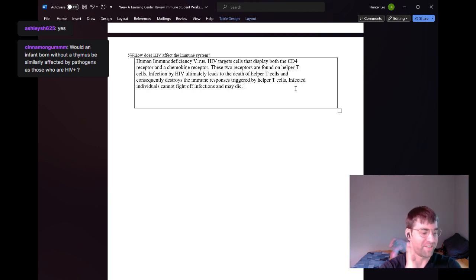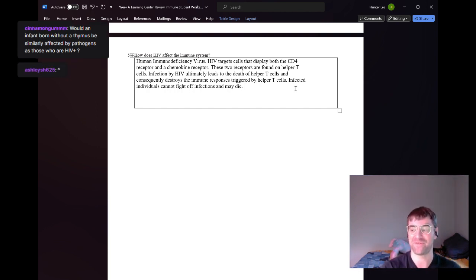Oh, we have a question in the chat. Would an infant born without a thymus be similarly affected by pathogens as those who are HIV positive? I love this question. This is a good conceptual question.